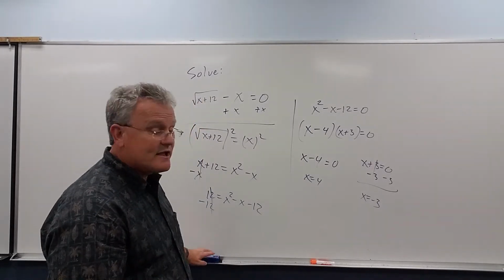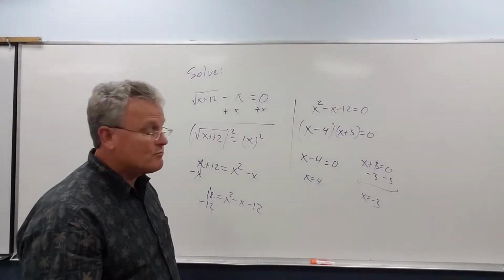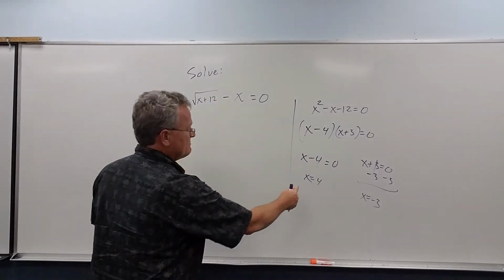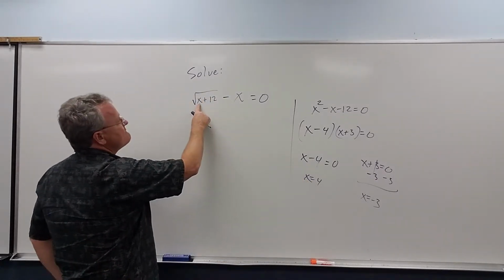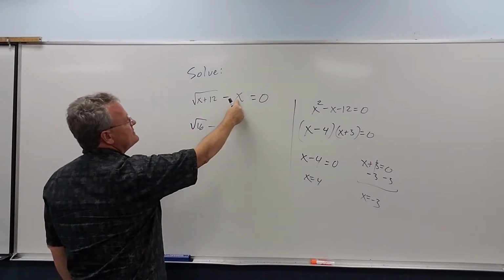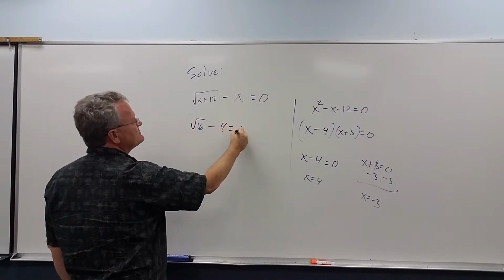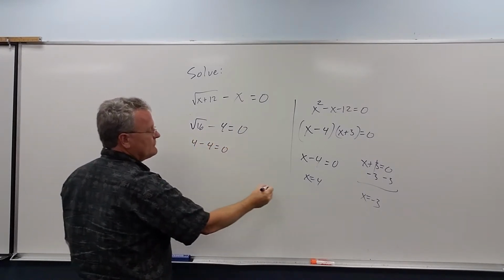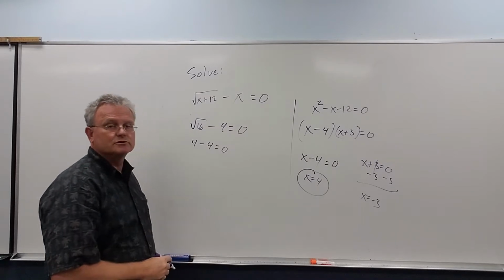Now, we need to go back and plug these in and see if they both work. Let's see. So we go back to the original. Let me plug in 4. 4 plus 12 is the square root of 16, minus 4. Is this true? Yeah, we get 4 minus 4 is 0. So this is a solution.